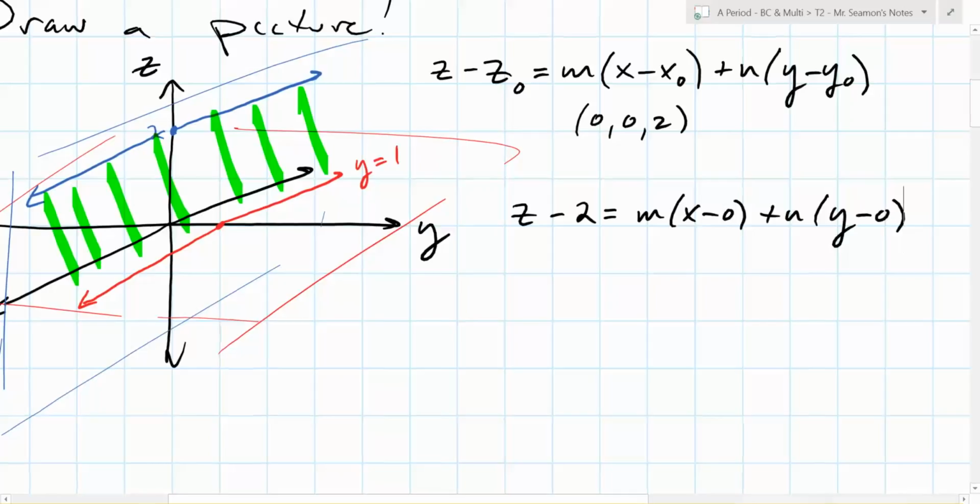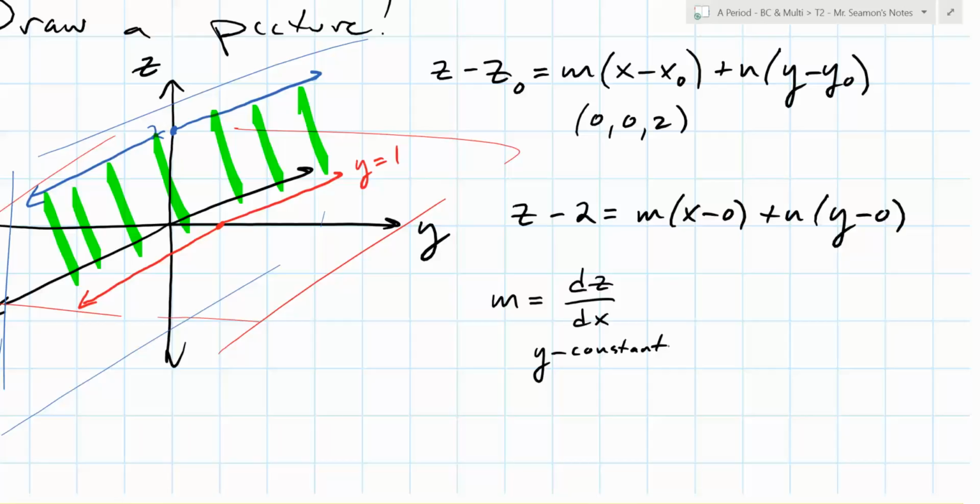Now we're in the search for what and what? M and n. What is m, Cade? dz dx. And dz dx is when what is constant? Y. That's when y is constant. So we need to see what happens when we keep y constant and just move.